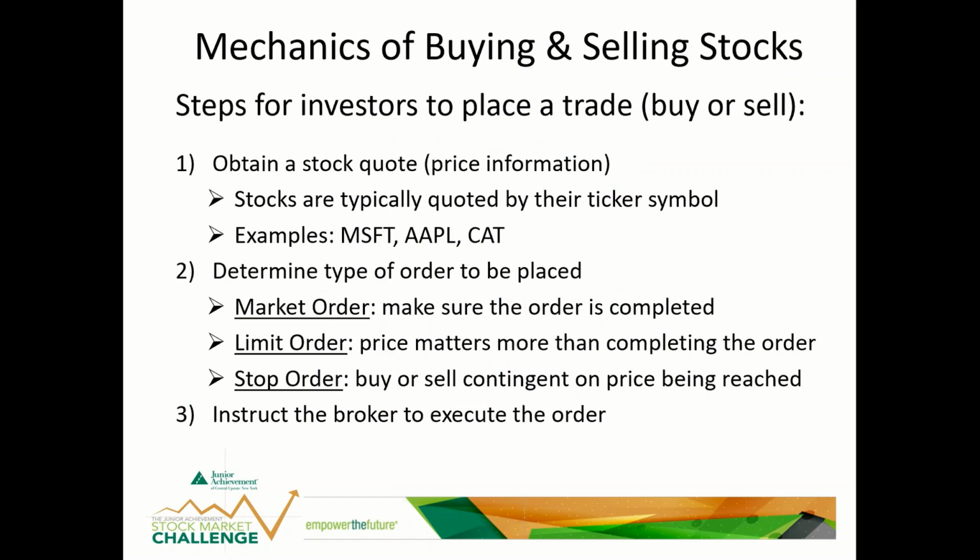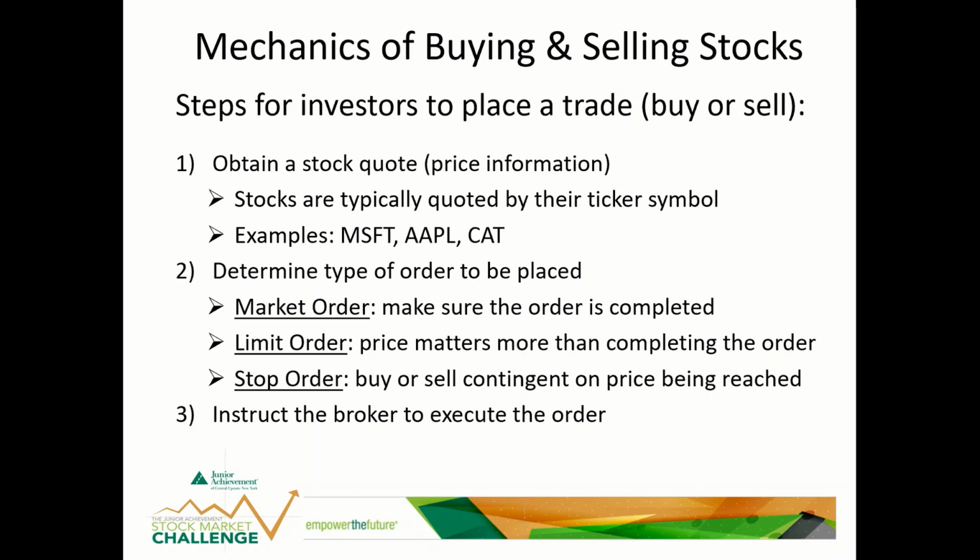So now that you have a better understanding of how trades are executed, let's discuss the process for investors to make a trade. Regardless of the type of brokerage used, the mechanics of buying and selling shares are pretty uniform for the investor. The first step is to obtain a stock quote from the broker. A stock quote is price information on a given stock and typically includes the current bid and ask prices, as well as the last price at which a trade occurred.